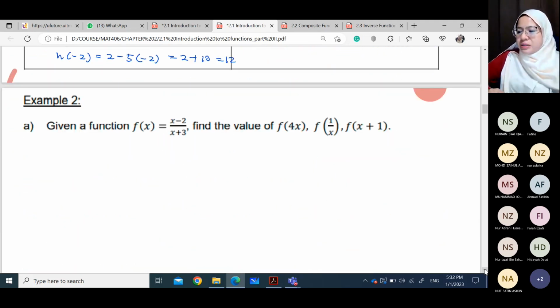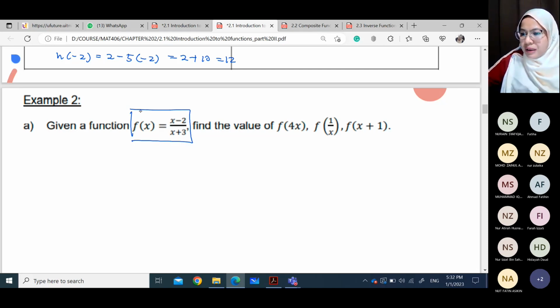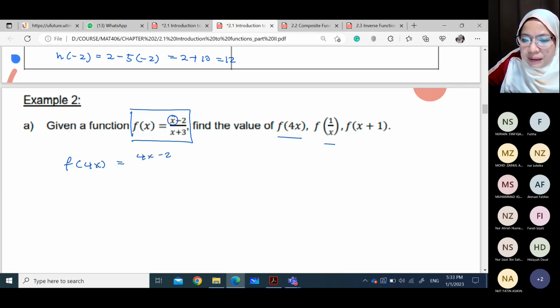Tak ada, eh? Okay, so kalau tak ada, kita tengok example 2a. So given a function f of x is x minus 2 over x plus 3. So find the value of f of 4x, f of 1 over x, and f of x plus 1. Okay, so yang ni kita just gantikan x dengan 4x. So for f of 4x, it is equivalent with 4x minus 2. Yang ni kita gantikan dengan 4x over 4x plus 3. Okay, so this is a function for 4x.